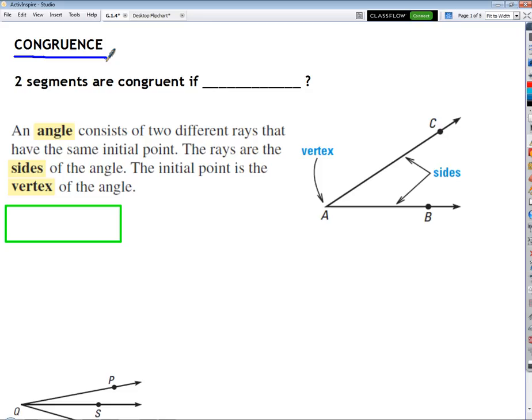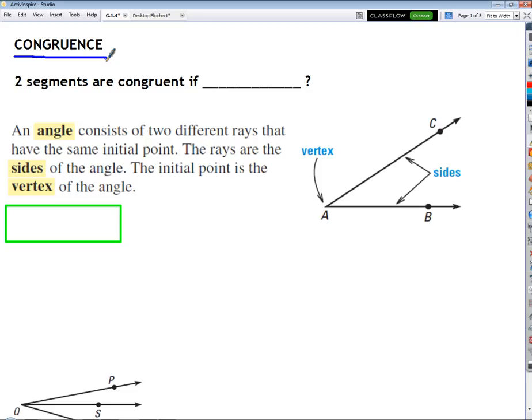Congruence is the noun, and for things to be congruent, what does that mean? Two geometric things are congruent when they're exactly the same. Okay, that's true. Let's be a little more specific. When they have the same what? What is the same? Instead of using the word length, I'm going to say size.